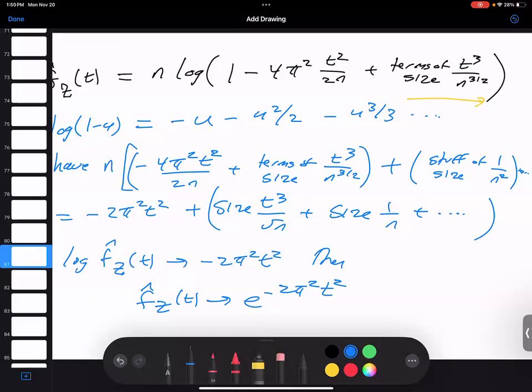Well, but I'm writing it as my u is basically 4 pi squared t squared over 2n. Is it like negative? Oh wait. No, because u is 4 pi squared t squared over 2n.